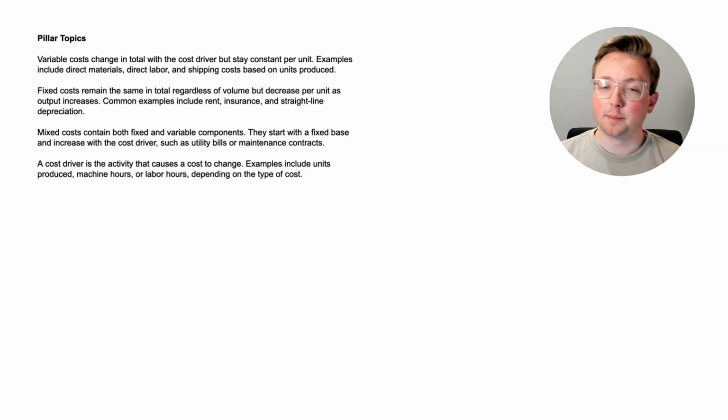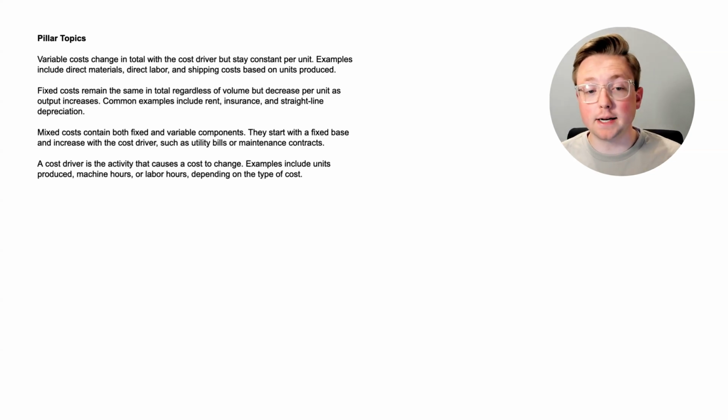All right, here we are at the pillar topics. Let's just dive straight in. First off, variable costs change in total with the cost driver, but stay constant per unit. Examples include direct materials, direct labor, and shipping costs based on units produced. Again, the prime costs typically are variable costs. Fixed costs remain the same in total, regardless of volume, but decrease per unit as output increases, and the opposite would be true as well. They would increase per unit as output decreases. Common examples include rent, insurance, and straight-line depreciation.